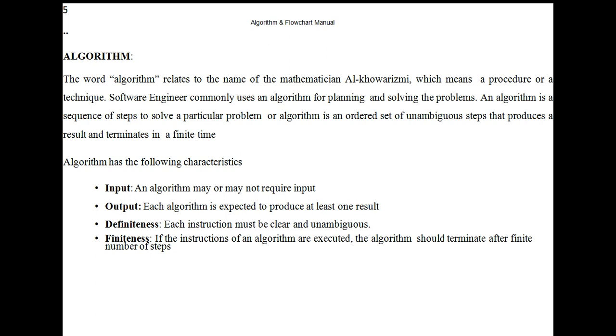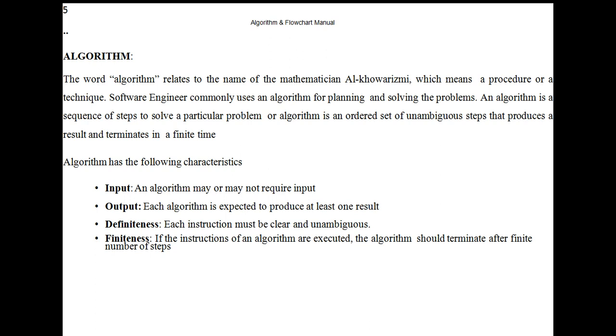Otherwise, that leads to an ambiguity whether it will terminate or it won't terminate. So once it is executed, the algorithm should terminate after a finite number of steps. This is another important characteristic of your algorithm. So an algorithm has the four following characteristics.